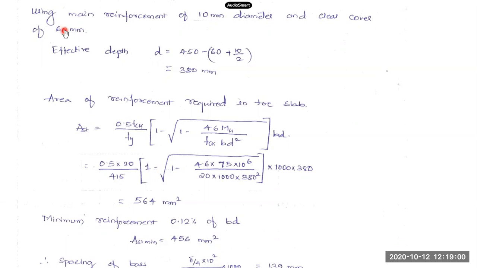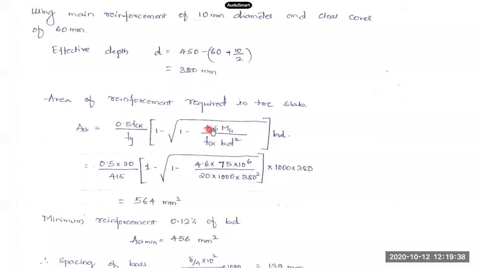But since the base slab is entirely beneath the ground level, it is constantly in contact with the soil or even with water, so a higher clear cover is required. You can choose 60 to 80 mm clear cover for this base slab. I have adopted a 60 mm clear cover. What happens to the effective depth? The overall depth adopted was 450 minus the effective cover, that is 60 clear cover plus half the bar diameter. So 380 mm is our effective depth.